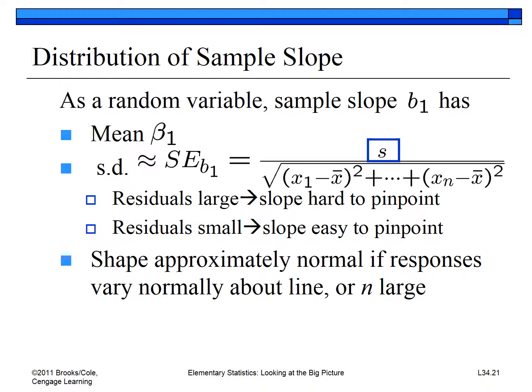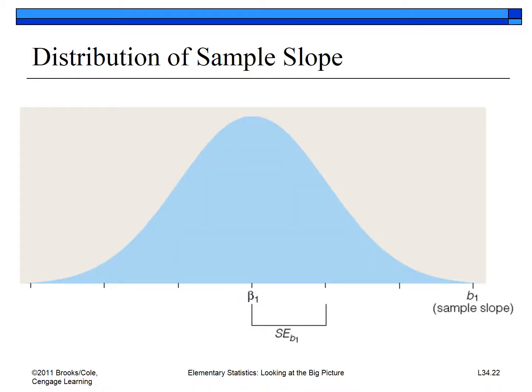We can also assume that the slopes are approximately normal if either the responses vary normally around the line, that is, for each x value in the sample, the corresponding y values are distributed normally, or if n is large enough. So this is what it'll look like. Normal distribution centered at the population slope with standard deviation approximately equal to the standard error for our sample slope.